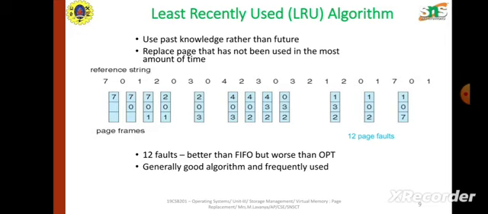Then the next data which is arriving is 0. Since 0 is already available in the frame, we are not doing any modification. We are moving to the next new arrival string. The new arrival string is 3.